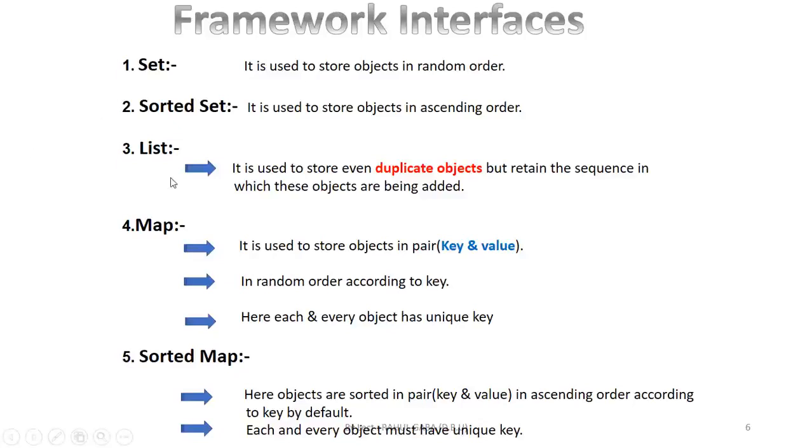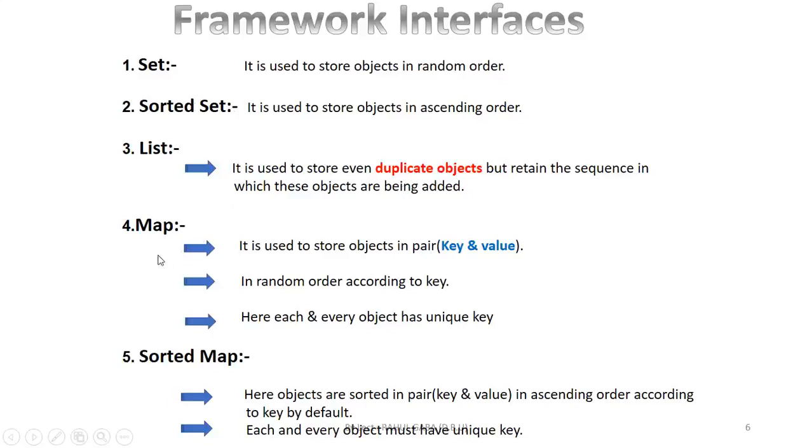What is the working of list? It is used to store even duplicate objects, right? It is a property of list. List stores the data, but it does not give a guarantee of uniqueness. So it is used to store even duplicate objects, but retains the sequence in which these objects are added. The main property of list is that it stores the data sequence-wise, but does not give a guarantee of uniqueness. Right? It is a property of list.